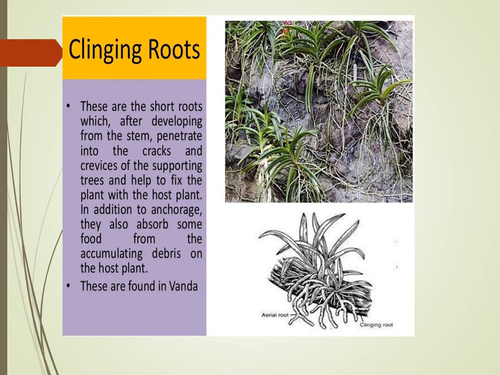Let's move on to the clinging roots. These are short roots which develop from the stem and penetrate into the cracks and crevices of the supporting trees and help to fix the plant to the host plant. In addition to anchorage, they also absorb some food from the accumulating debris on the host plant. These are found in Vanda.